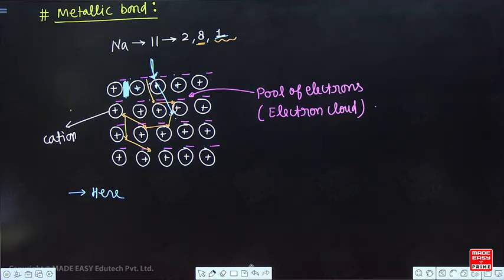and atomic nucleus form cations. Full stop.